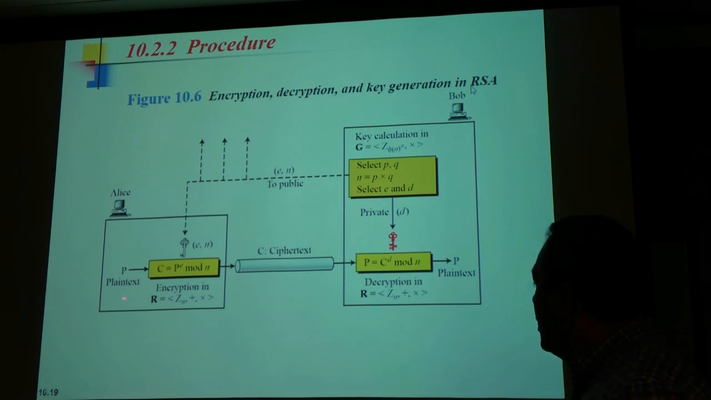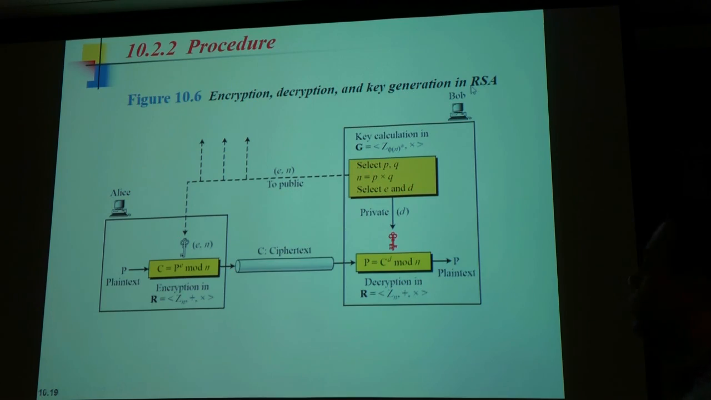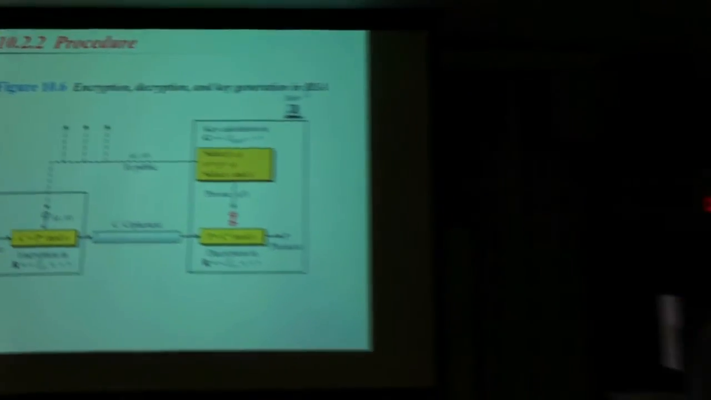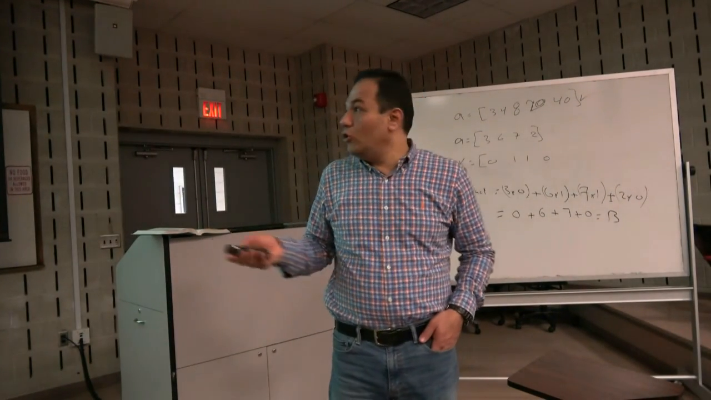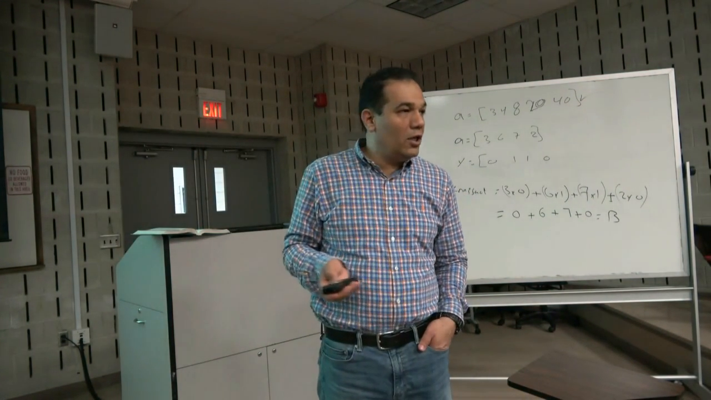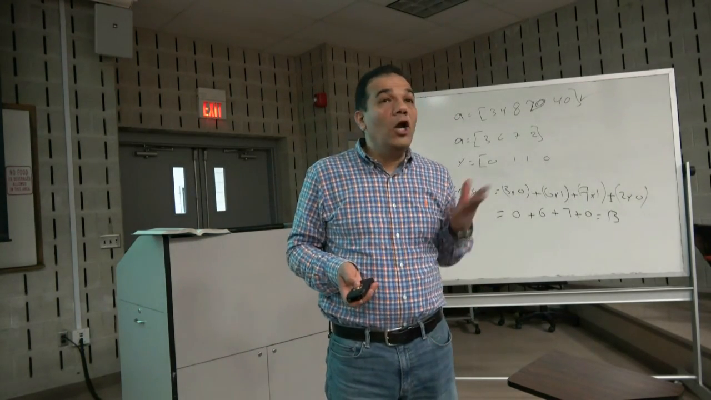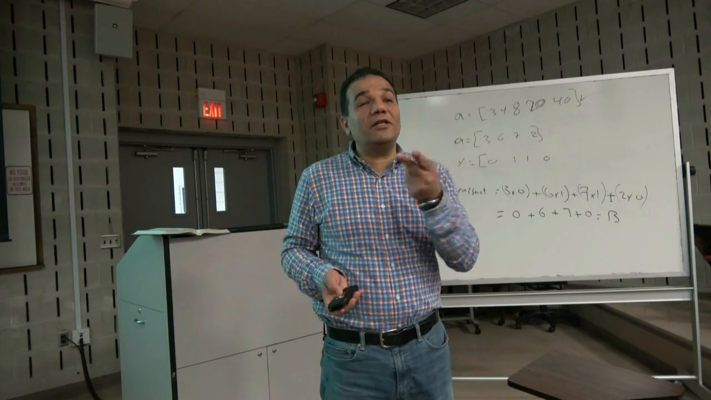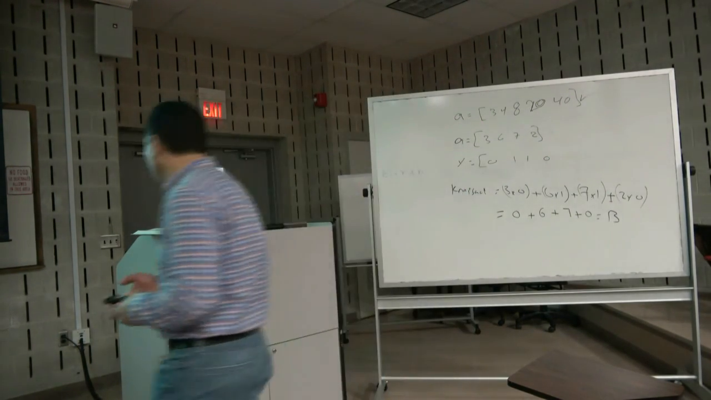D. If you have data, all you have to do is power it to E mod N and send it. The data you receive, power it to D, it will be C power D mod N, and that will give you the data. So that's the algorithm. We know the algorithm for key generation, encryption, and decryption. The only thing we need to know now is how to calculate E and D to work together. Right? We need to figure that out.